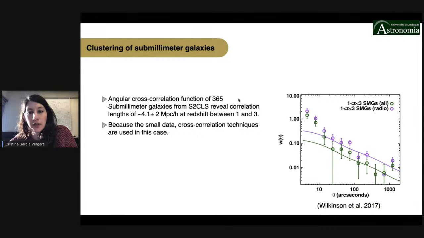This is something that I mentioned yesterday, that is you can use a cross correlation with a large sample of other galaxies to decrease the uncertainties in your measurement. That is a technique that they are using, but at the end they can obtain the correlation length of sub-millimeter galaxies. They obtain a value of 4.1 for sources between redshift 1 and 3.